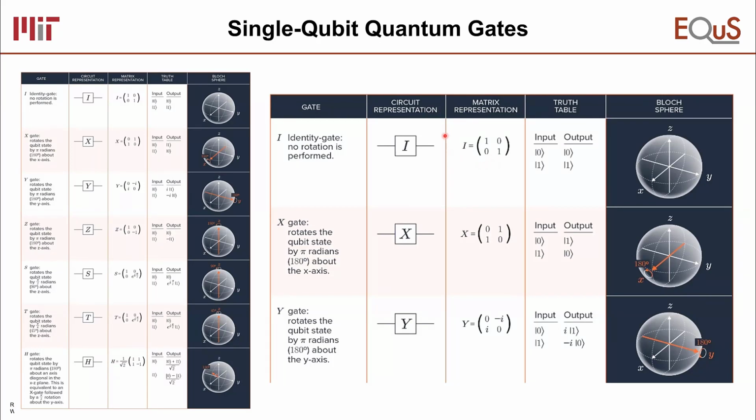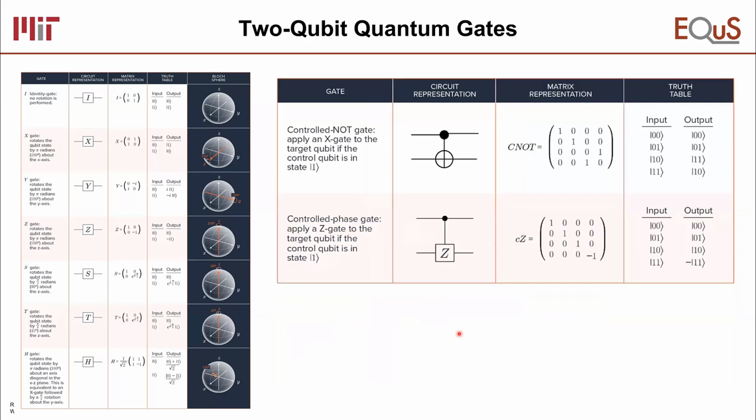And we represent them linear algebraically in the following way with a matrix. The identity clearly is the identity matrix. The X gate, the Y gate shown here. And we also need 2 qubit gates.